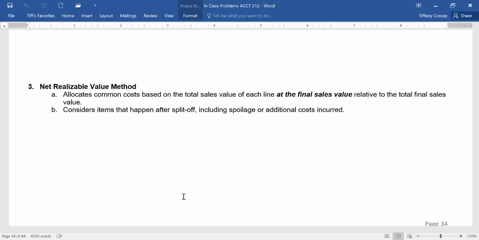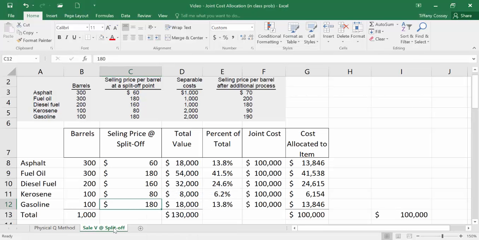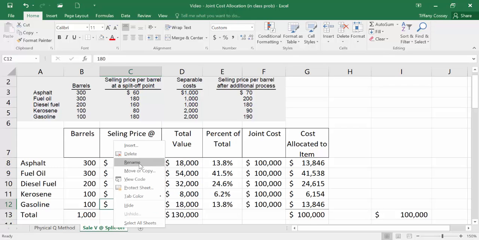And when you're doing this, you will consider some items that you did not consider in the other two methods. You will be considering items that happen after split off, including any spoilage, so you may have to take some units out, and you're going to consider any additional costs incurred to further process the items. So we're going to take a look at this in Excel, and I'm going to copy and paste again.